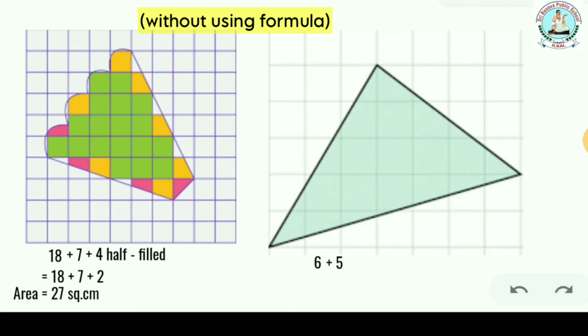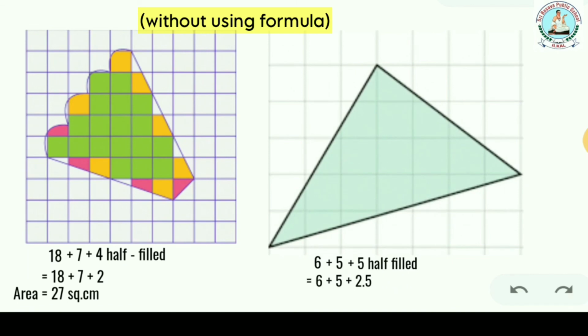Next, exactly half. 1, then 2, 3, then 4, and let's take this one as the half. So 5. So there are 5 squares which are filled exactly half. Then how to find out the area of this closed figure? So simple, just get the total of these squares, right?